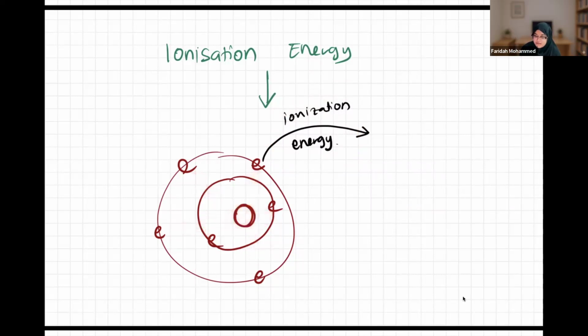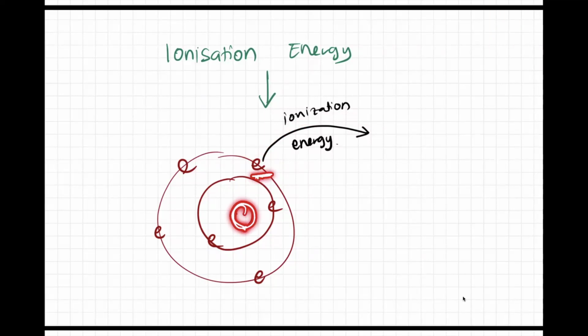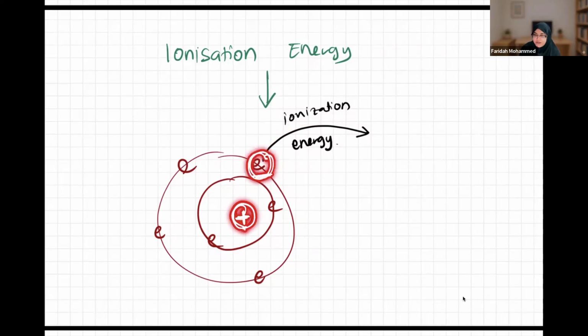So do you guys think it's easy to take out an electron from the atom, or is it hard to take out an electron from an atom if the nucleus has strong Coulombic attraction? Harder? It will be harder because the nucleus has strong Coulombic attraction, so it's hard to take this one out.